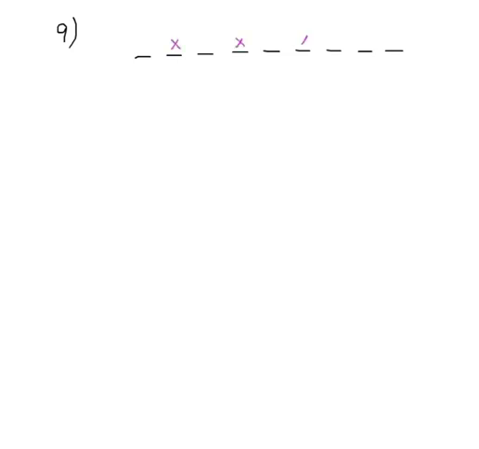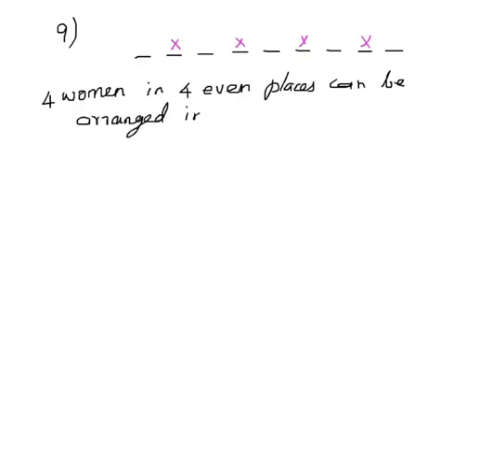Second position, fourth position, sixth position, eighth position. 4 women are there, only 4 even places are there. So in how many ways can I arrange these 4 ladies in these 4 positions? 4P4. So 4 women in 4 even places can be arranged. It is an arrangement question, permutation question, in 4P4 ways, which is 4 factorial ways.